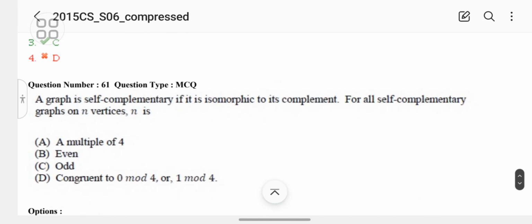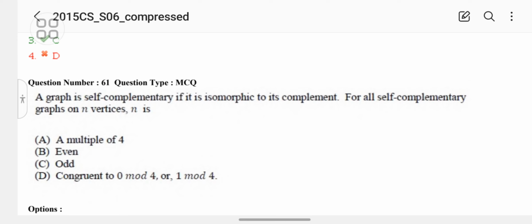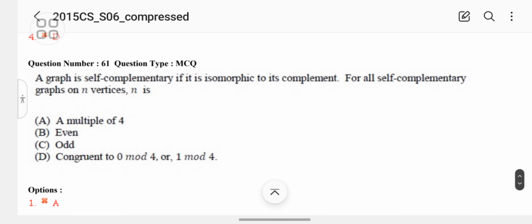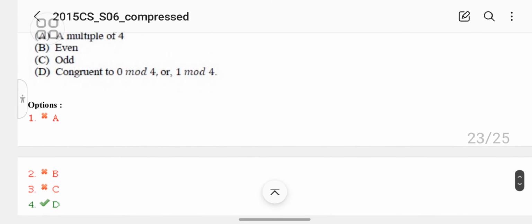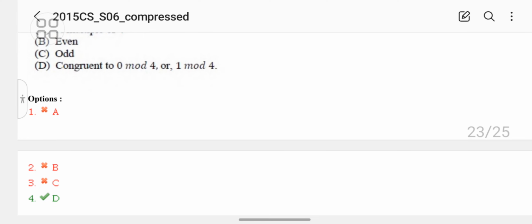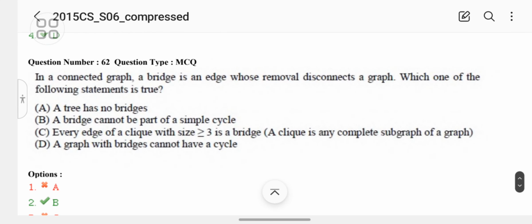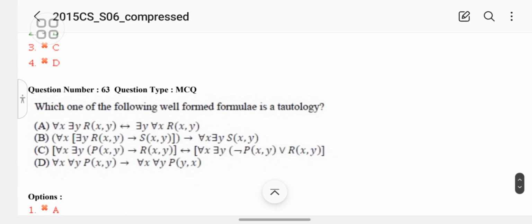61 is: a graph is self-complementary if it is isomorphic to its complement. For all self-complementary graphs on n vertices, n is, so for this our answer will be D, that is congruent to 0 mod 4 or 1 mod 4. In a connected graph, a bridge is an edge whose removal disconnects the graph. Which one of the following statements is true? For this, our answer will be B, a bridge cannot be part of a simple cycle, right?